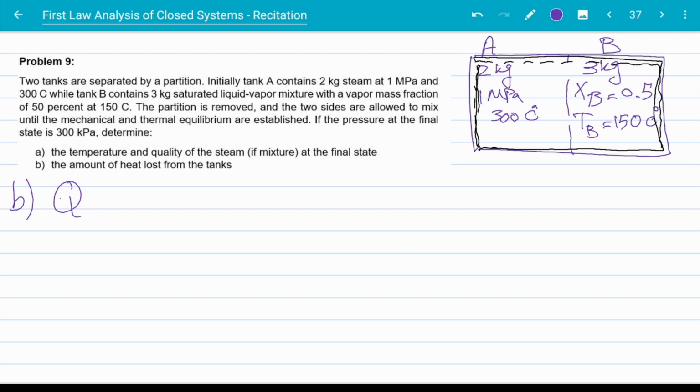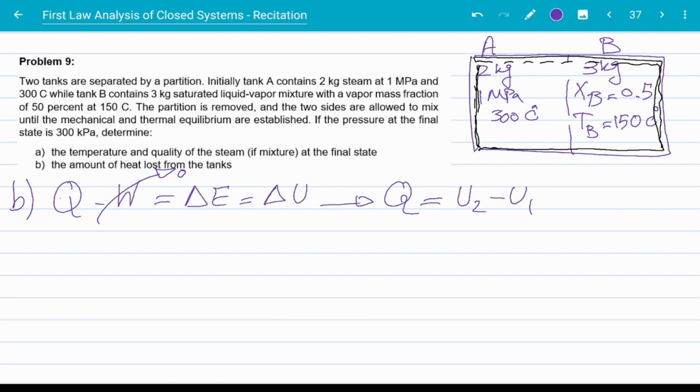Now, we know that Q net minus W net is equal to the change of energy of the system, which in this case, because we can neglect kinetic and potential energy, is the change of internal energies. There is no work crossing the boundaries, there is no expansion or compression, so work is 0. We get that Q, all of the heat transfers in and out of the system, is equal to U2 minus U1. I can play with this equation in the form of what is U2? U2 is mass 2 times internal energy 2. What is U1?